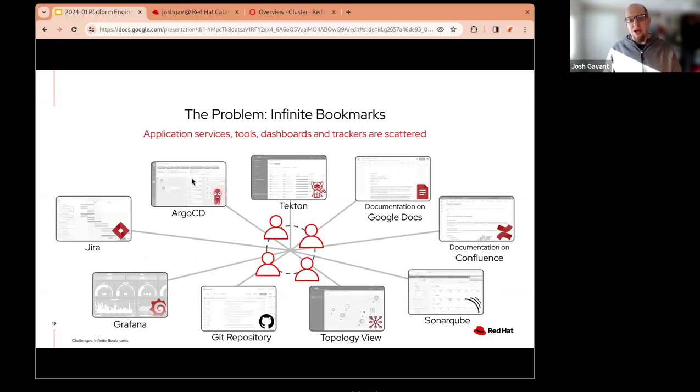But the problem that Backstage and these new developer portals are coming to solve is really this problem of infinite bookmarks. I borrowed this from a Red Hat deck, where a developer has to jump around to many different things to find the context of their application or component.